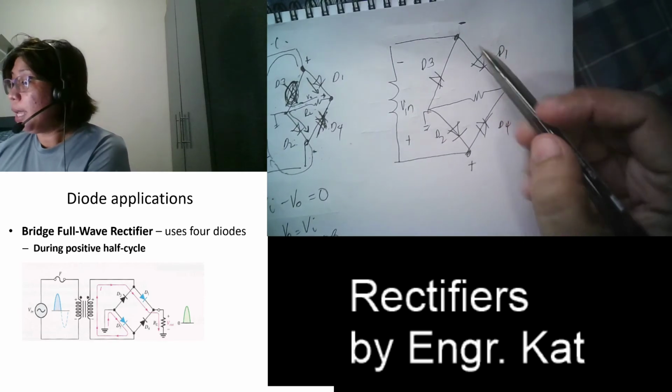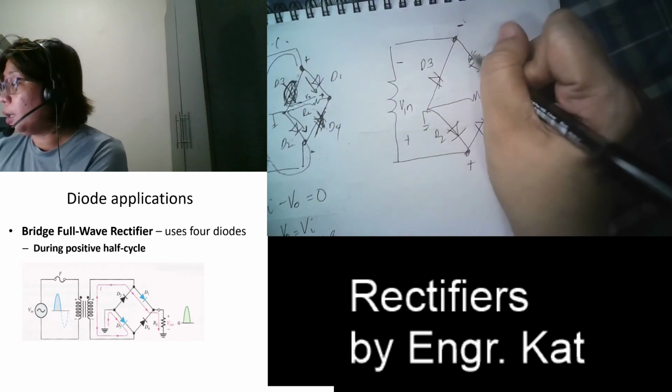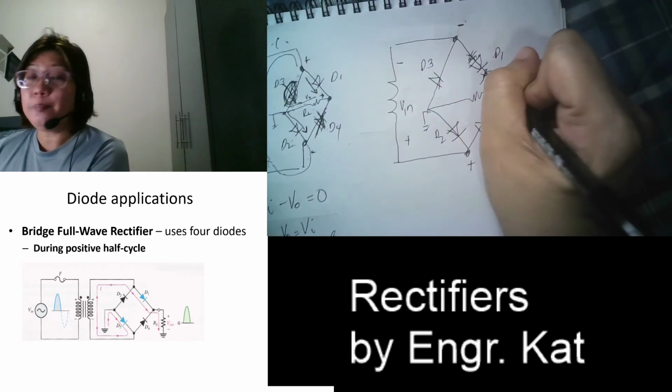In this condition, D1 has its anode connected to the cathode, so D1 is open. So this is open.